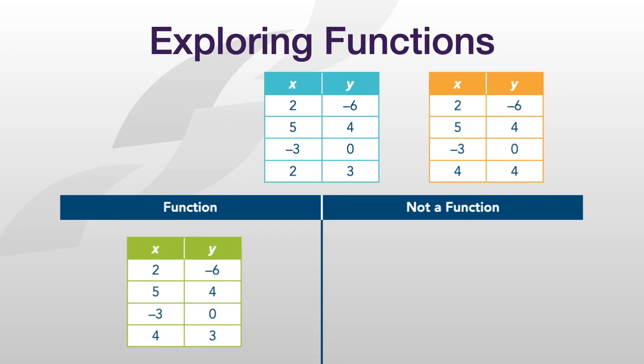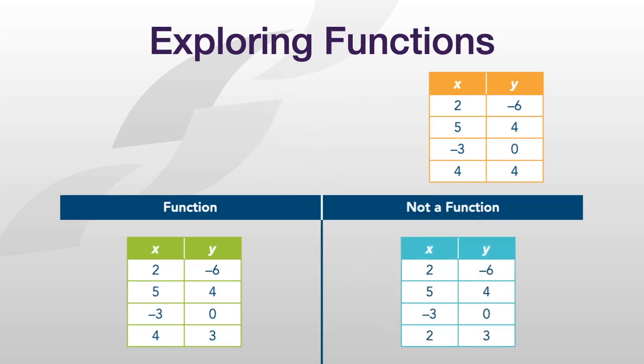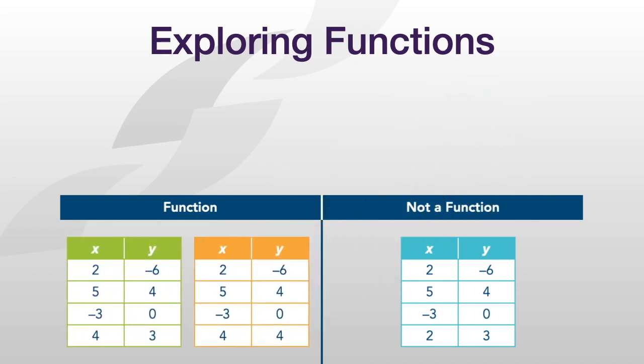In the second table, for x equals 2, there are two different y values. In the third table, once again, all of the x values are unique. Even though two of the y values are the same, that does not matter. There is still only one y value for each x value. So this table also represents a function.